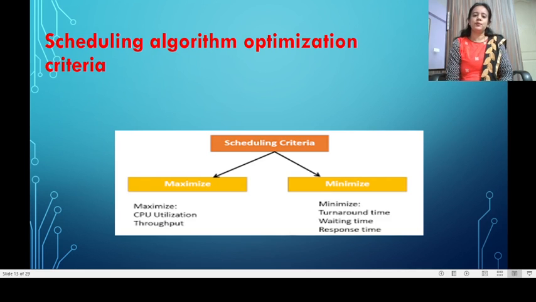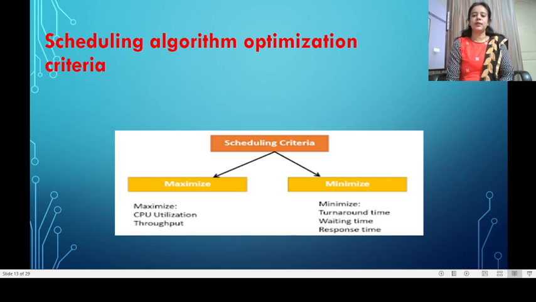And throughput. Throughput means the number of processes executed per unit time. Always throughput should be maximum to get the output very quickly and very early. The operating system makes CPU utilization more and throughput maximum.